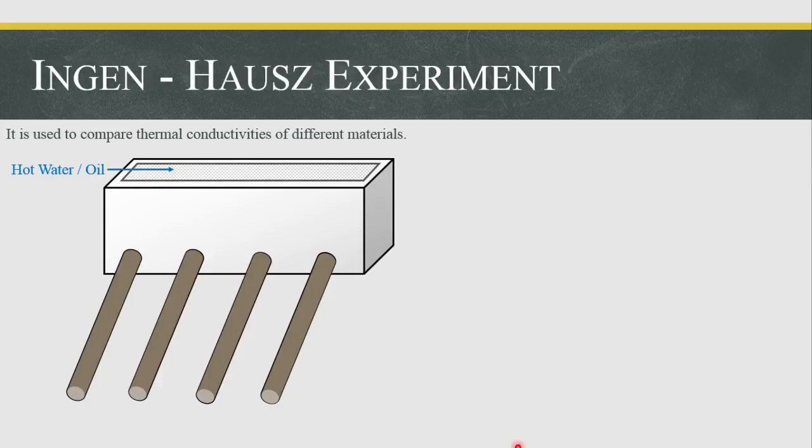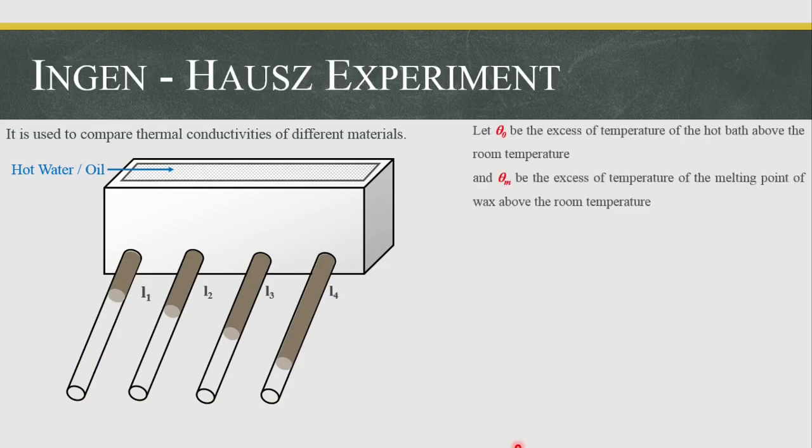The wax is coated on the outer surface of the rod. When hot water is poured into the vessel, heat is conducted through the rod. Due to the conduction, wax starts to melt. Let lengths up to which the wax has melted be L1, L2, L3, L4 and so on. Suppose theta 0 be the excess of temperature of the hot bath above the room temperature and theta m be the excess temperature of the melting point of the wax above the room temperature.